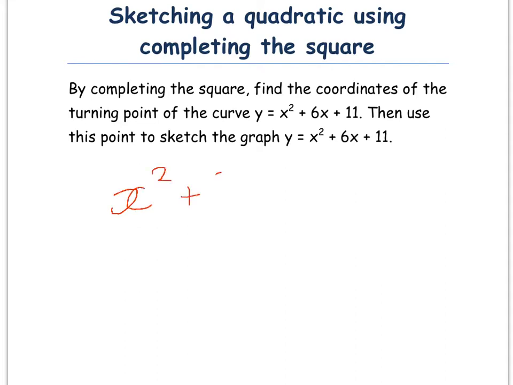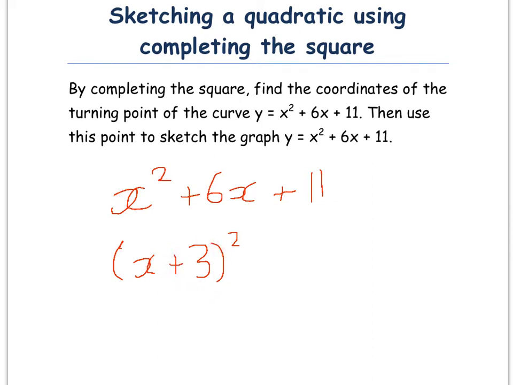plus 6x plus 11. Now remember, to do this you need to halve the coefficient of x. So firstly you get x plus 3 squared. Now if you remember rightly from when you watched the video on completing the square, when we expand this part here, we're going to end up with an extra 9 that we do not require.